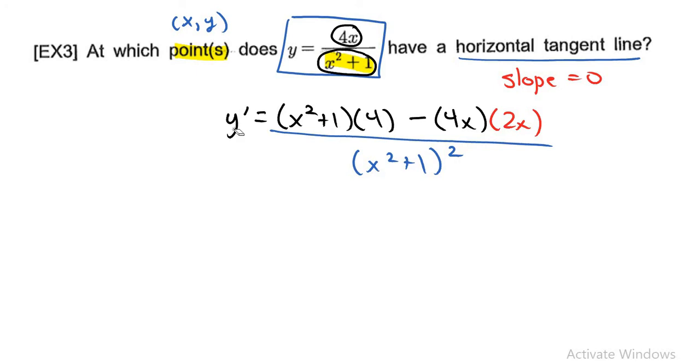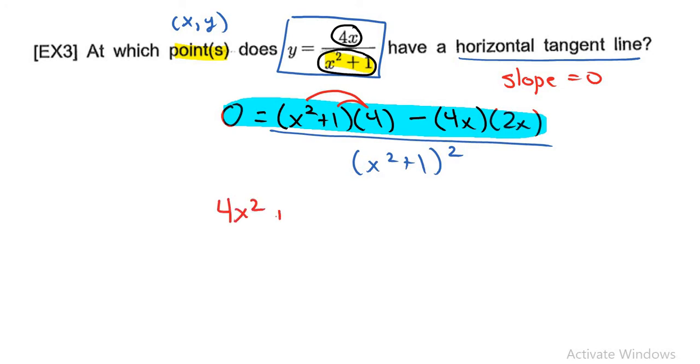Now, since we're looking for the points where we have a horizontal tangent line, we have to take the derivative and set that equal to 0. Okay, so when a fraction equals 0, you only care about the numerator, right? A fraction is mathematically equal to 0 when the numerator equals 0. So we just need to simplify the numerator by distributing. So 4 times x squared is 4x squared plus 4. And then let's go ahead and distribute this.